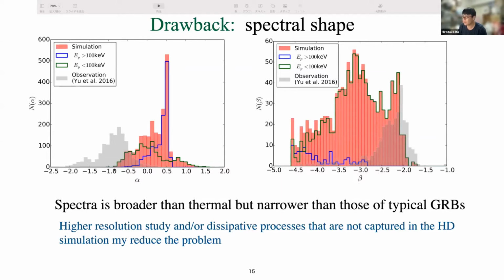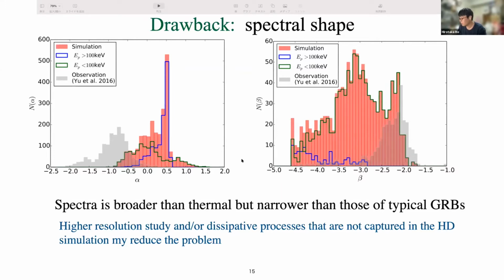This pink histogram is showing the distribution of the alpha parameter of the time-resolved analysis of the simulation spectrum, and the right is showing the beta parameter of the Band function for the simulation, and the gray on top of it is showing the observation. As you can see, the simulation tends to show a harder value for the alpha and softer value for the beta, although there is some overlap.